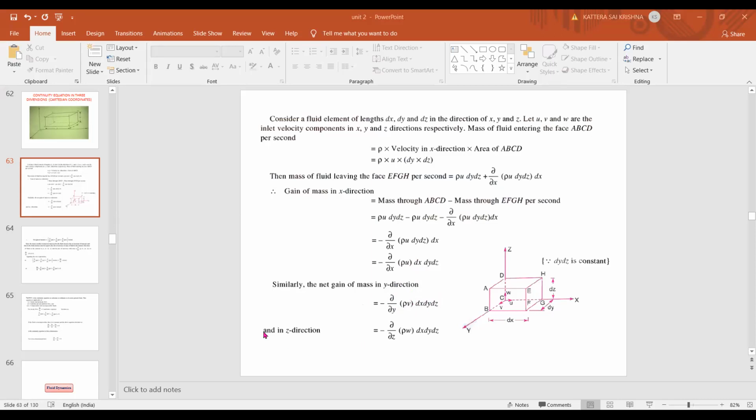So similarly, you will go for the z direction. Minus of dou by dou z into rho w, because w is the velocity component in the z direction. So rho into w again into dx dy dz. If you have any doubt in this slide, you can ask now.